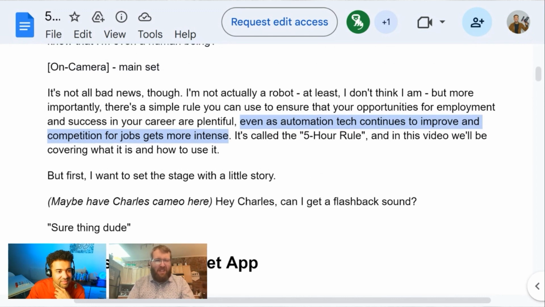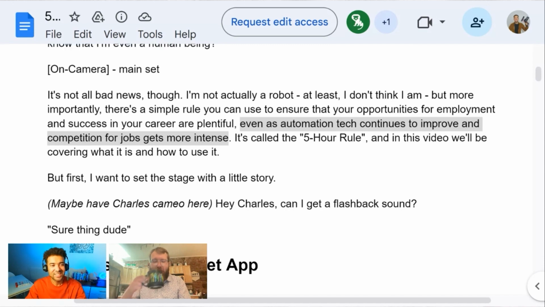I think in the video he actually says it a little more explicitly, which is that we're in a globalized work environment, right? People can work remotely. You're not just competing against people in your city or your country. It's the whole world potentially for jobs. So how do you stay ahead? And the 5 hour rule is the answer to that.